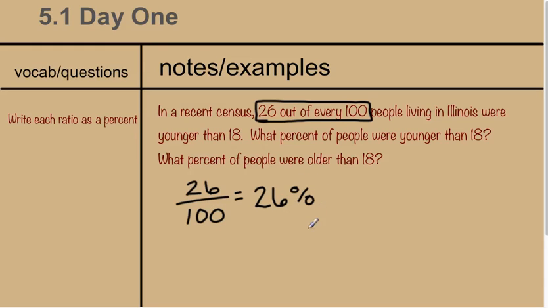So what is this 26%? Well, this 26% is the people living in Illinois who are younger than 18. That's how many people are younger than 18. And that would answer this first question.